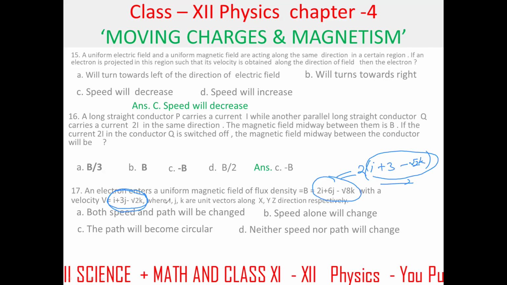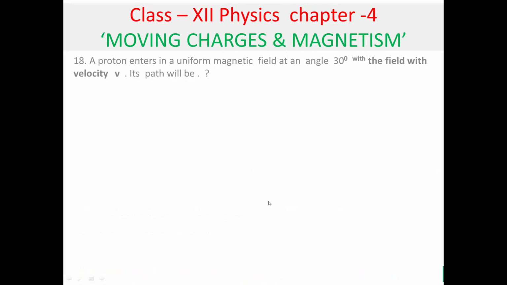So in both cases, the electron enters the magnetic field with the given velocity. So velocity and magnetic field are in the same direction. So when the velocity and the magnetic field are in the same direction, there will be no magnetic force. So the path will not change. Okay, so hope you got this answer. Neither speed nor path will be changed. Okay, now come to the next question.